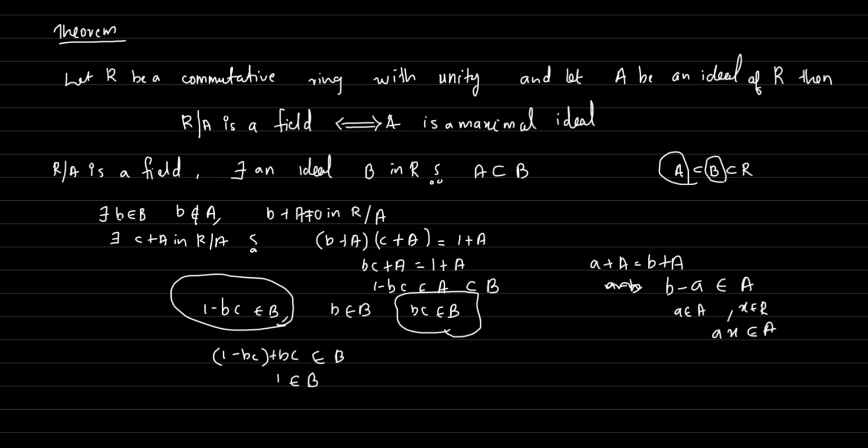We know that if R is a commutative ring with a unity, then any ideal in R which contains the unity will be the ring itself. Which means the whole ring R is the only ideal which contains the unity. So here B must be equal to R. So what we get? If there exists an ideal B which properly contains A, then it will be equal to R. So A is a maximal ideal in R.